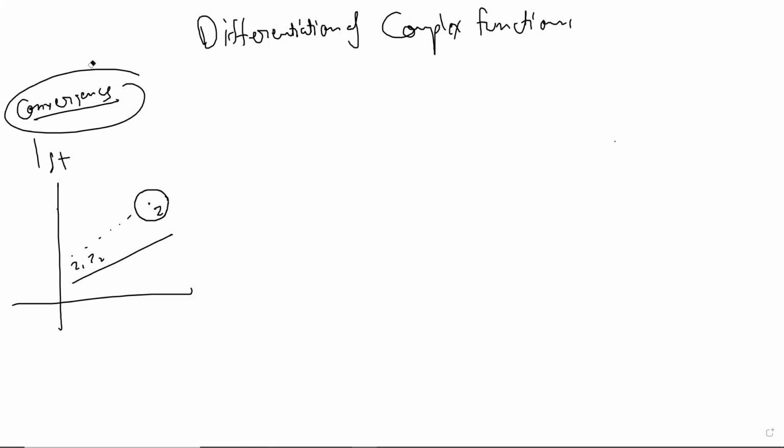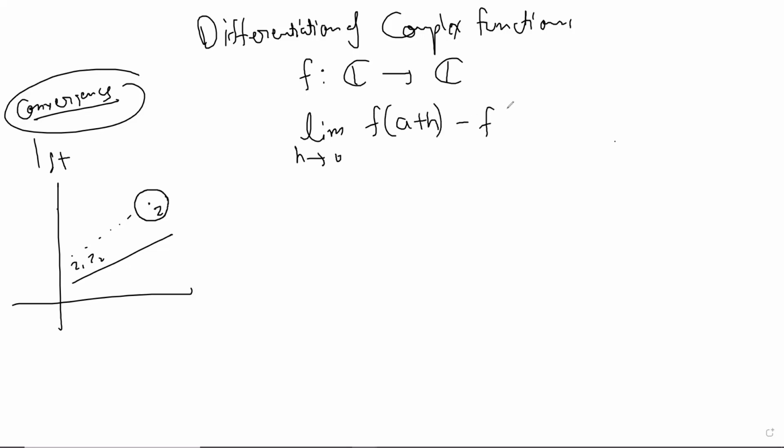After that, let me quickly give the definition of what a function being differentiable means. If f is a function from C to C, what does it mean for it to be differentiable? We must understand that, right? It means that the limit as h goes to 0 of (f(a+h) - f(a))/h exists. Then f is differentiable at a.